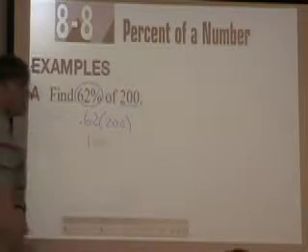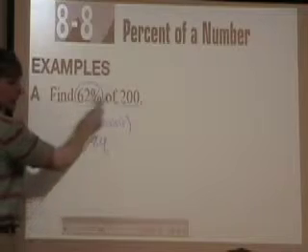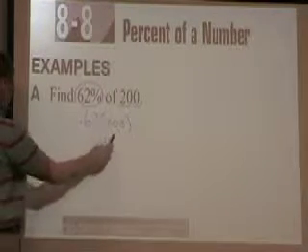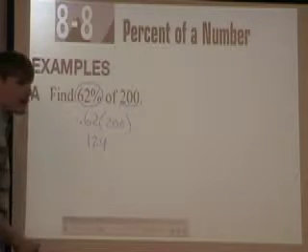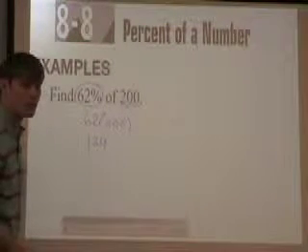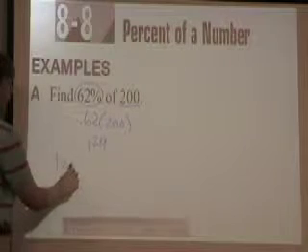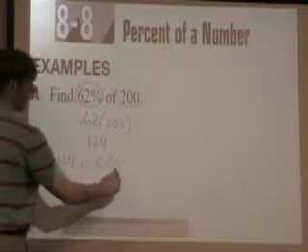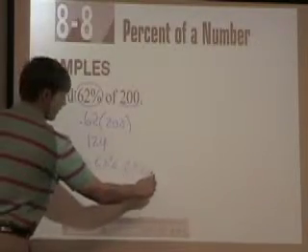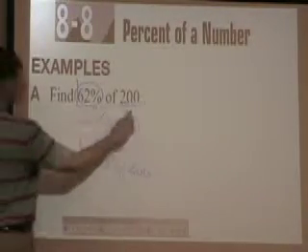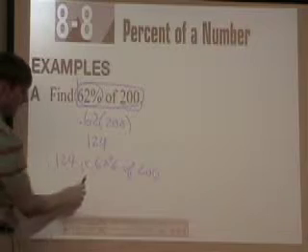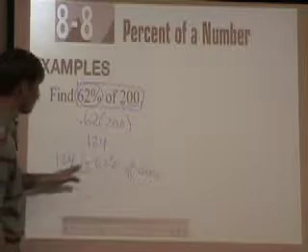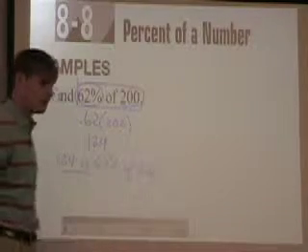The way you have to answer the question is you have to complete the sentence. 0.62 times 200 is 124. Now you have to complete the sentence. This is the most important part of the problem. 124 is 62% of 200. All I did was take 62% of 200 and write 124 is in front of it. So you completed the sentence: 124 is 62% of 200.